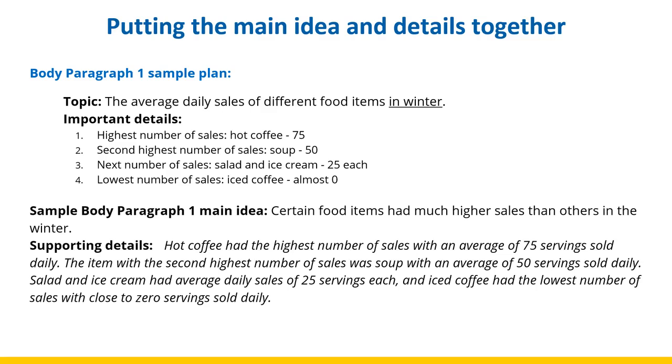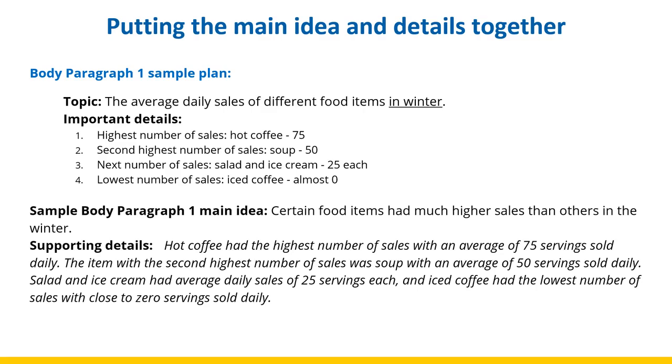Hot coffee had the highest number of sales with an average of 75 servings sold daily. The item with the second highest number of sales was soup, with an average of 50 servings sold daily. Salad and ice cream had average daily sales of 25 servings each, and iced coffee had the lowest number of sales with close to 0 servings sold daily. As you see, I use the information above, so I had my plan and I turned it into sentences.